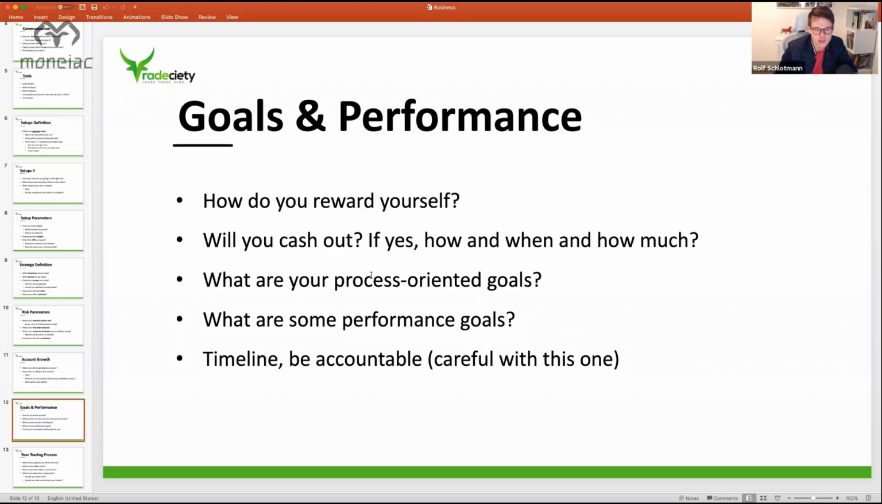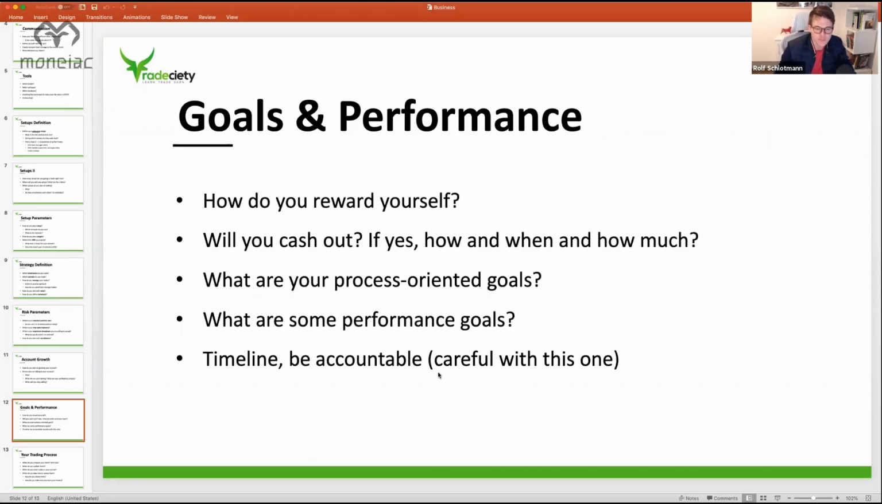And then define process-oriented goals. They can be weekly, they can be monthly, they can be biannually, whatever. Define performance goals. Keep it realistic, please. That's very important. You don't want to put too much pressure on yourself, and understand where you are in the cycle of your trading career. Are you just starting out, or are you already a little bit more advanced? Then it can change as well.